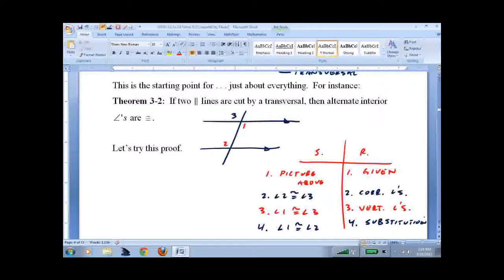So you got some simple proofs now, and hopefully they are making a lot more sense. You can look at it and say, oh, I probably wouldn't have thought of that myself, but I understand what you did and why you did it.